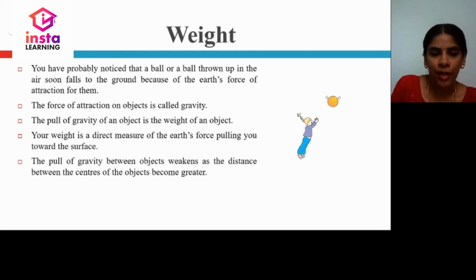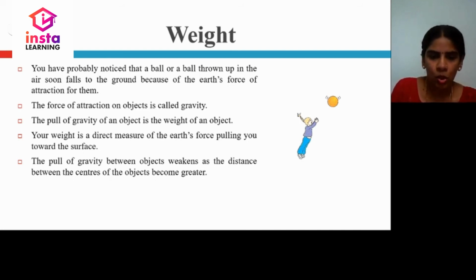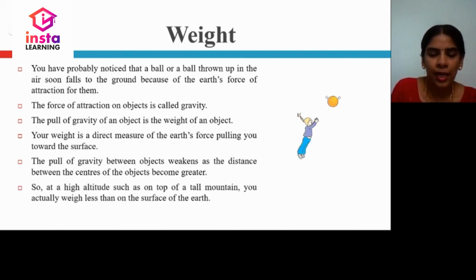The pull of gravity between objects weakens as the distance between the centers of the objects becomes greater. So at high altitudes, on the top of a tall mountain, you will feel lighter than on the surface of the earth.